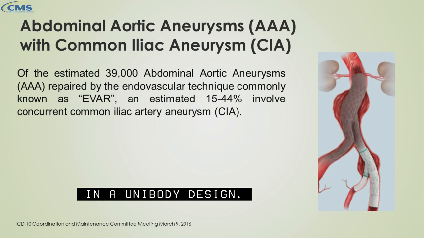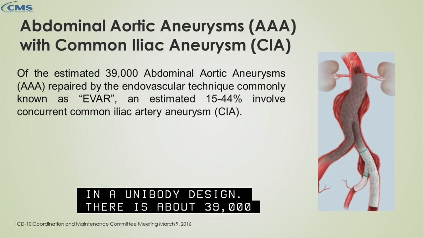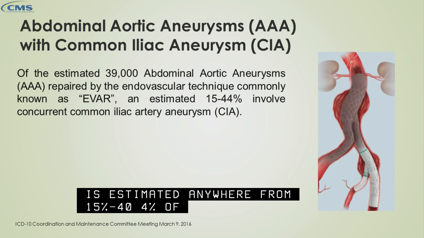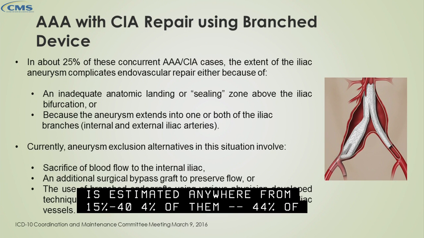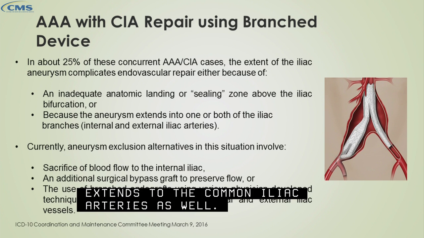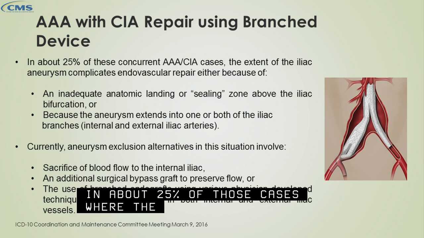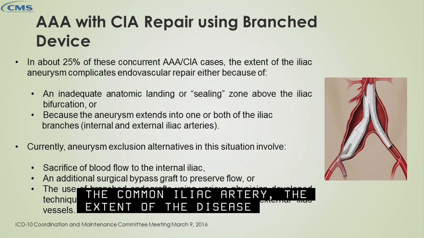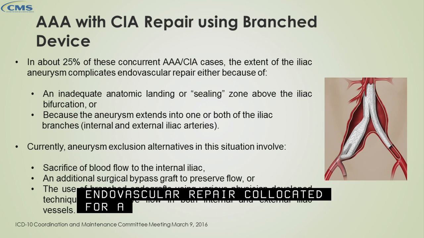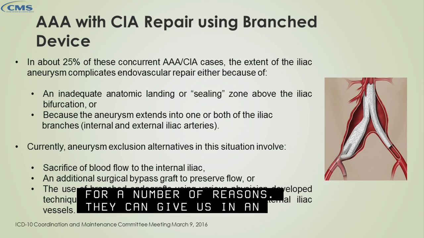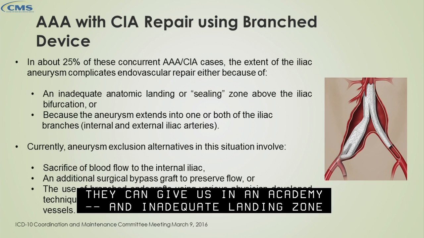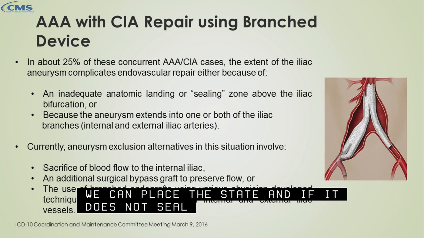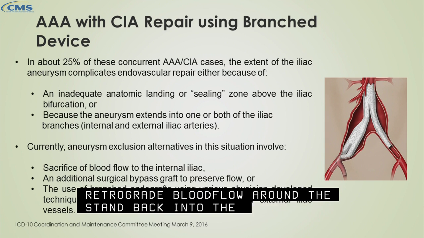There's about 39,000 or 40,000 EVAR procedures done every year. It's estimated that in anywhere from 15 to 44% of them, the aneurysmal disease extends into the common iliac arteries as well. In about 25% of those cases, the extent of the disease in the iliac makes the endovascular repair complicated for a couple of reasons. One, it can give us an inadequate landing zone distally, or a sealing zone above the iliac bifurcation, so that we can place the stent, but if it doesn't seal distally, then you have retrograde blood flow around the stent back into the aneurysm. The aneurysm is still pressurized and the patient's still at risk of rupture.